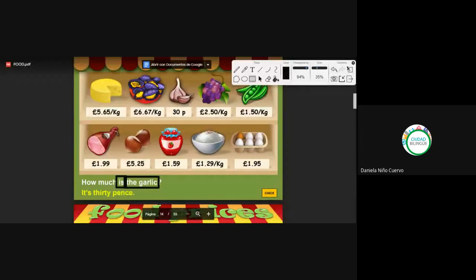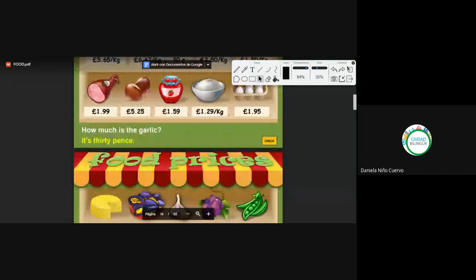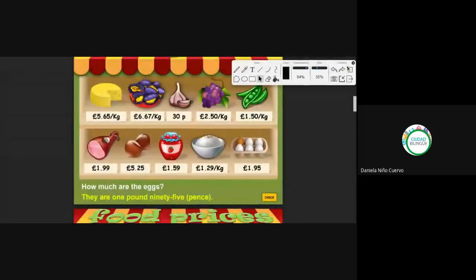Yes, tengo que utilizar el verbo to be conjugado de acuerdo al pronombre. En este caso está singular. A garlic, ajo, ¿ok? So, is, aquí estaríamos diciendo, ¿cuánto cuesta el ajo? ¿Sí? ¿Cuánto cuesta el ajo? Y acá, ¿cuánto cuestan los huevos?